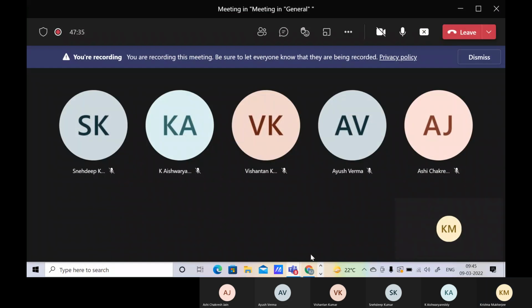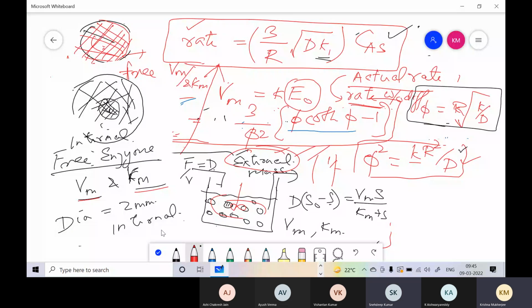So again, okay. So now 5 people left. That's good. Who is going to volunteer? Aishwarya? Snehadeep? So I think Vmax will change. Why do you think Vmax will change? Because, what is Vmax? No, sir. I mean the Km value, the rate of the reaction.